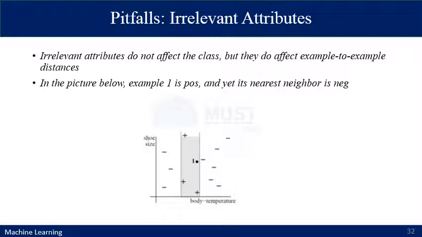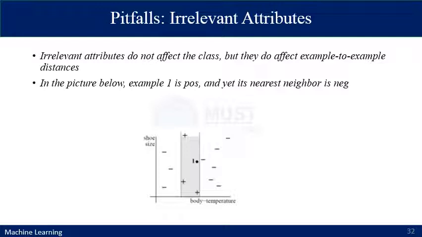Another problem is to deal with the irrelevant attributes. Remember, you are calculating the differences or distances between the attributes, and there are some irrelevant attributes which will contribute toward the increase of the distances. However, these attributes do not affect the class, therefore these attributes should also be eliminated.